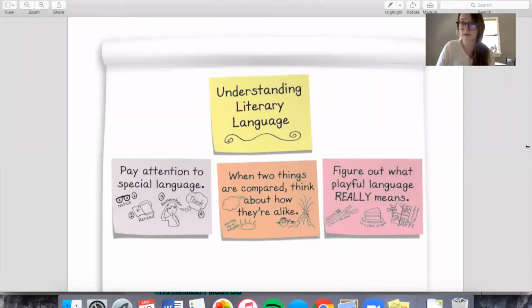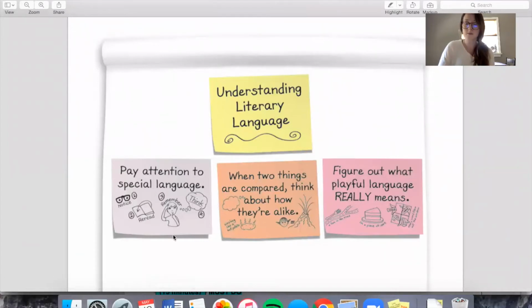Today, we're going to start off by looking back at something that we learned previously in the year about understanding literary language. And remember, literary language is the special language that authors use to make their stories sound interesting and wonderful. So, we're going to look back at this chart that we have seen before and think about the different ways that we can understand literary language as a reader.